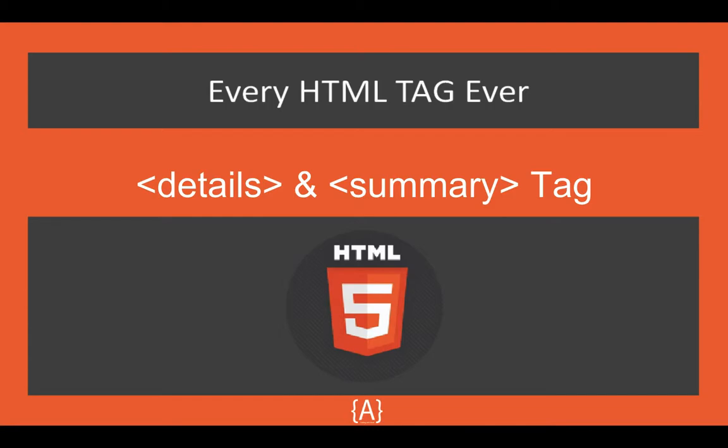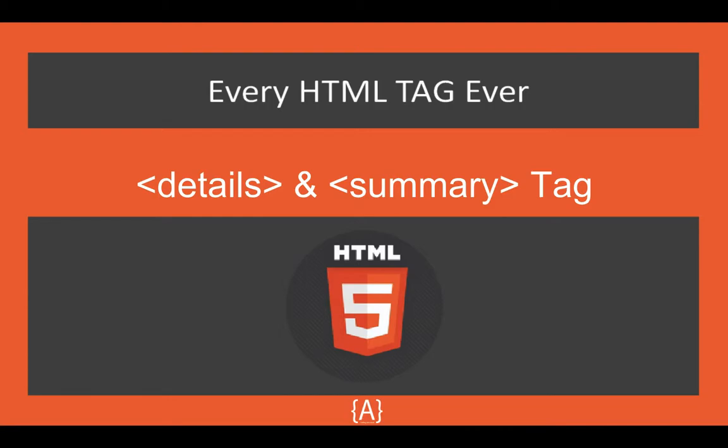In this tutorial I'm going to talk about the details and summary tags. So now you're going to ask what those are. Think about it like this: what this does is let a user view and hide elements on demand. Unless you add the summary tag with it, you can't set that.